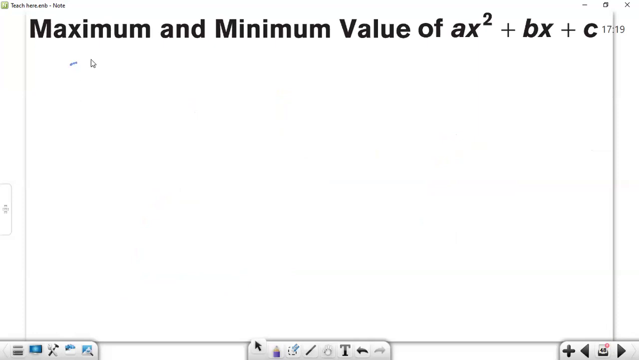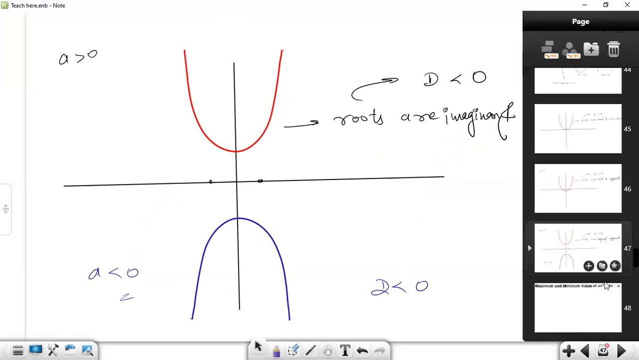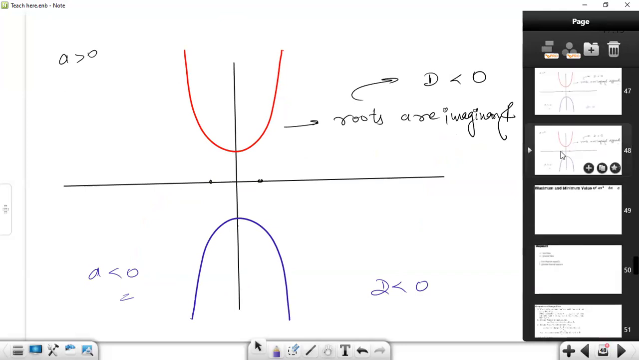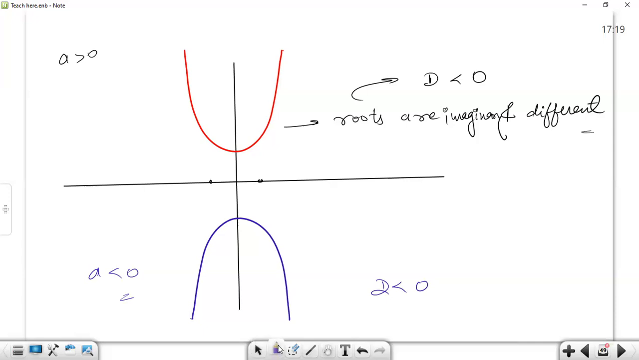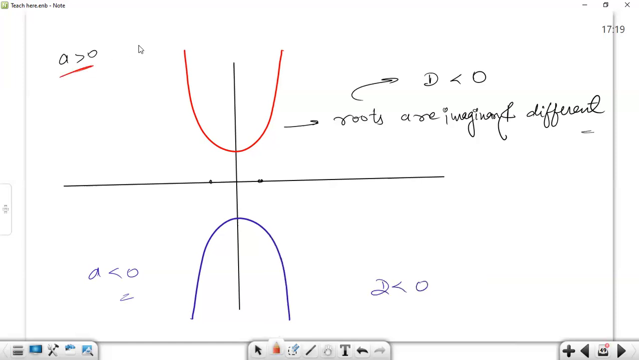Now let's discuss the maximum and minimum value of the quadratic ax square plus bx plus c. Considering that, let's look at this graph only and take this slide. If we look here, this was the case when the value of a, the coefficient of x square, is more than 0, that's positive, so the graph is facing upwards.